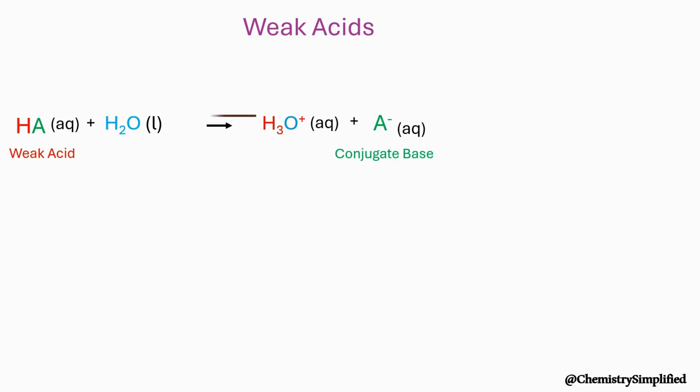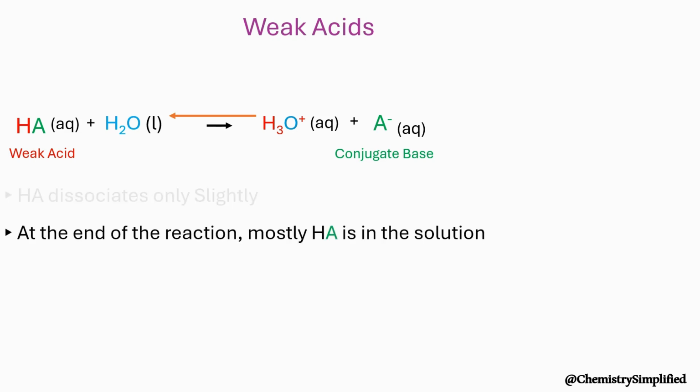Now look carefully, this reaction will be going back, meaning that the reverse reaction is favored. If we were to dissolve a weak acid in solution, most of what we would find in the solution at the end of the reaction would be HA, the weak acid, because weak acids do not dissociate much in solution. That's what we just said. So HA as a weak acid does not dissociate or ionize much in solution. At the end of the reaction, mostly HA, the weak acid, would be found in solution because it does not dissociate.